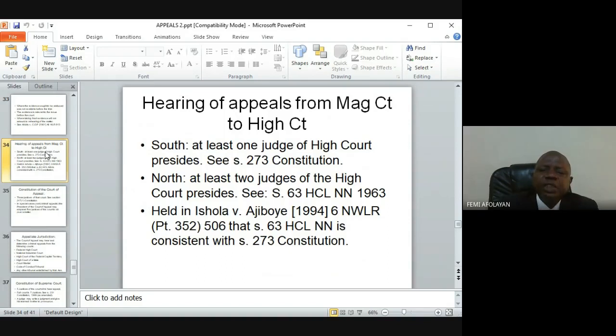It was held in the case of Ishola against Ajiboye that it is not unconstitutional for the law to have demanded or required two judges of the high court to preside over appeals in the high court.